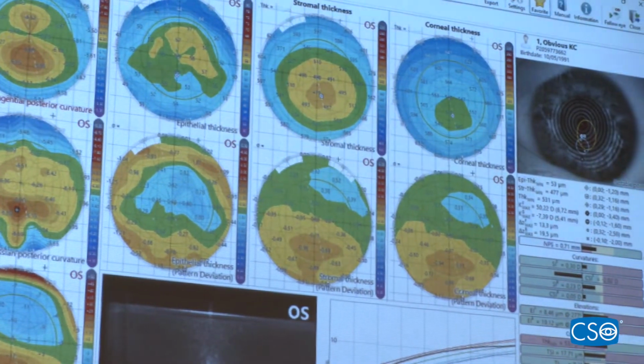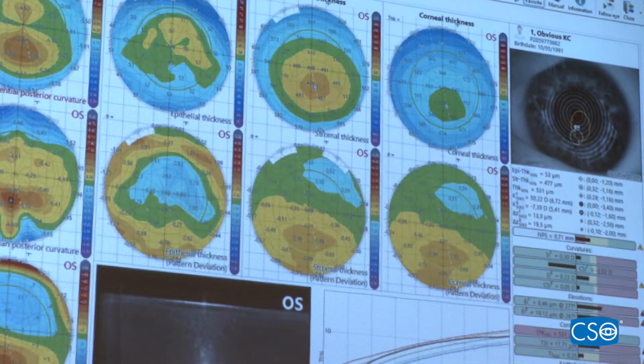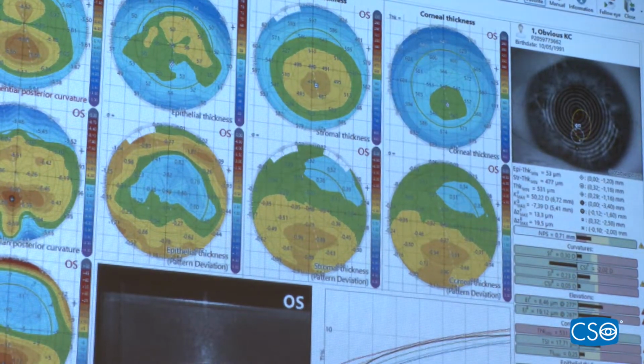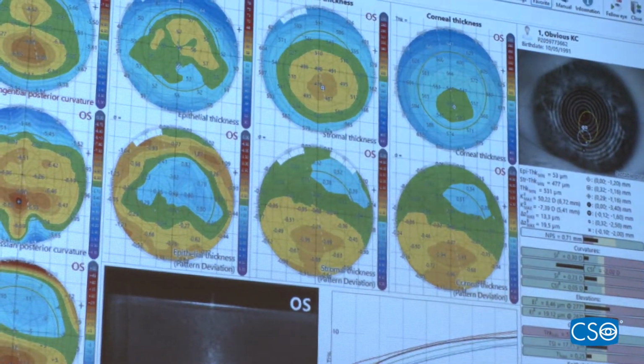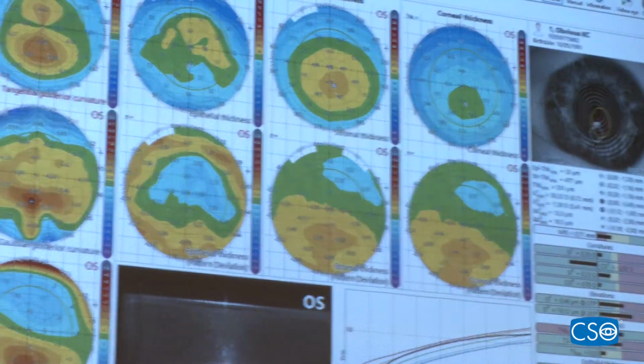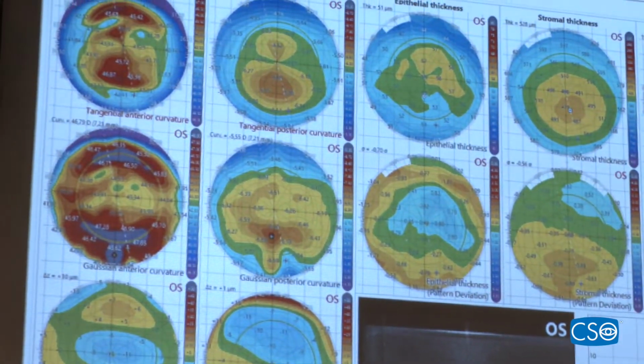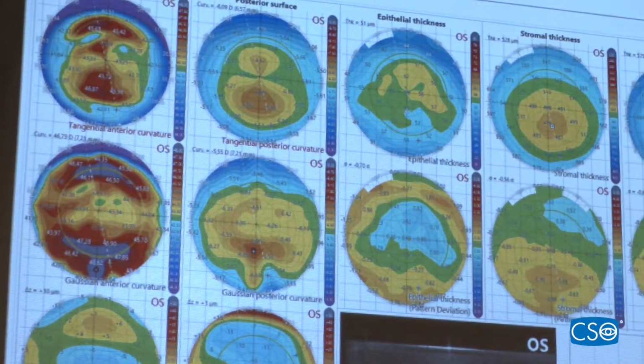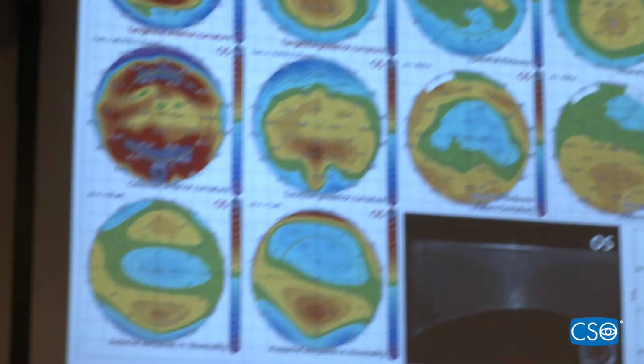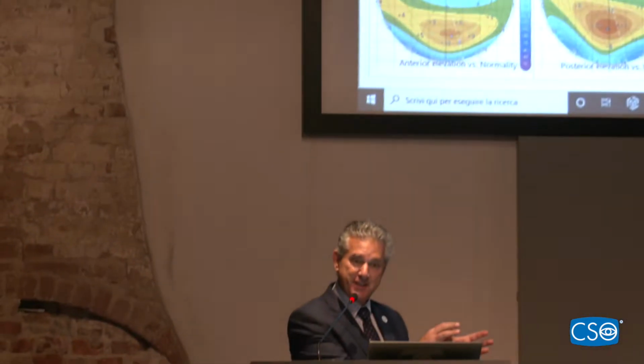Now here we have the anterior tangential, Gaussian anterior, which is a Francesco idea, which is a much better representation of local curvature than tangential maps. Tangential maps are better than axial maps, but the Gaussian is really a very averaged, localized curvature. So if you're looking for localized irregularities, the Gaussian map is the best we have.